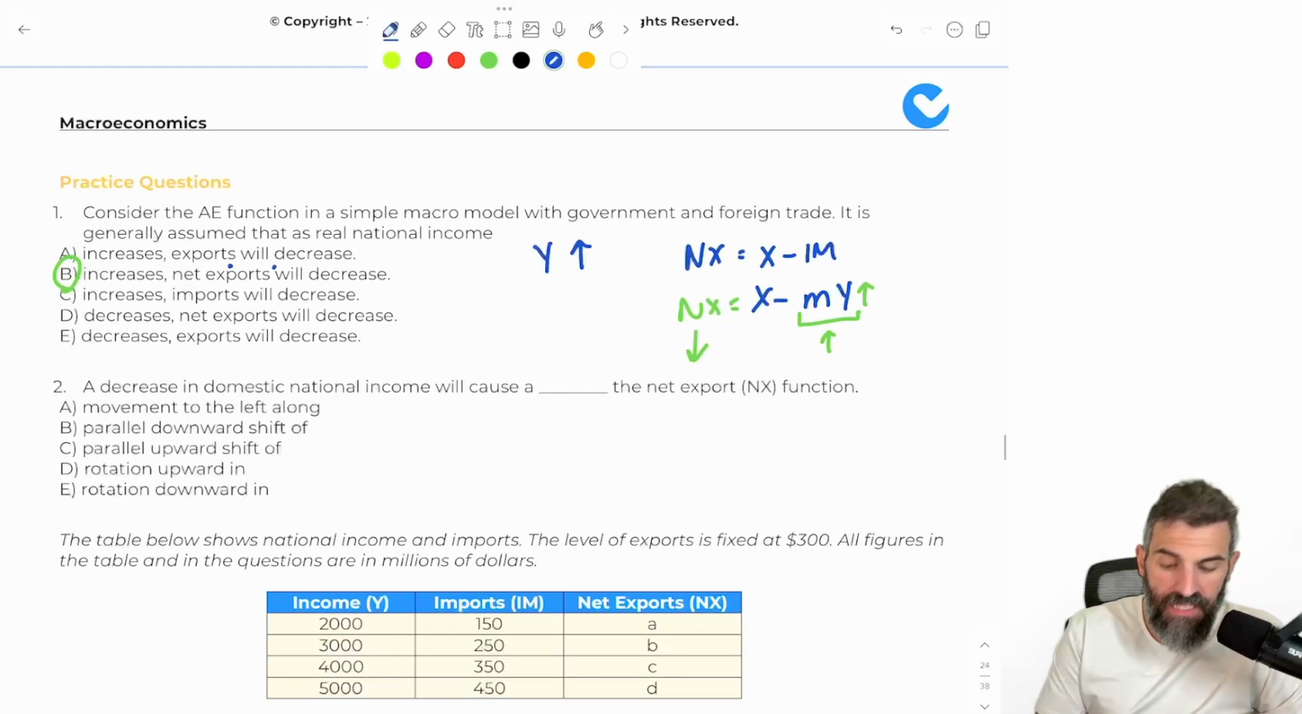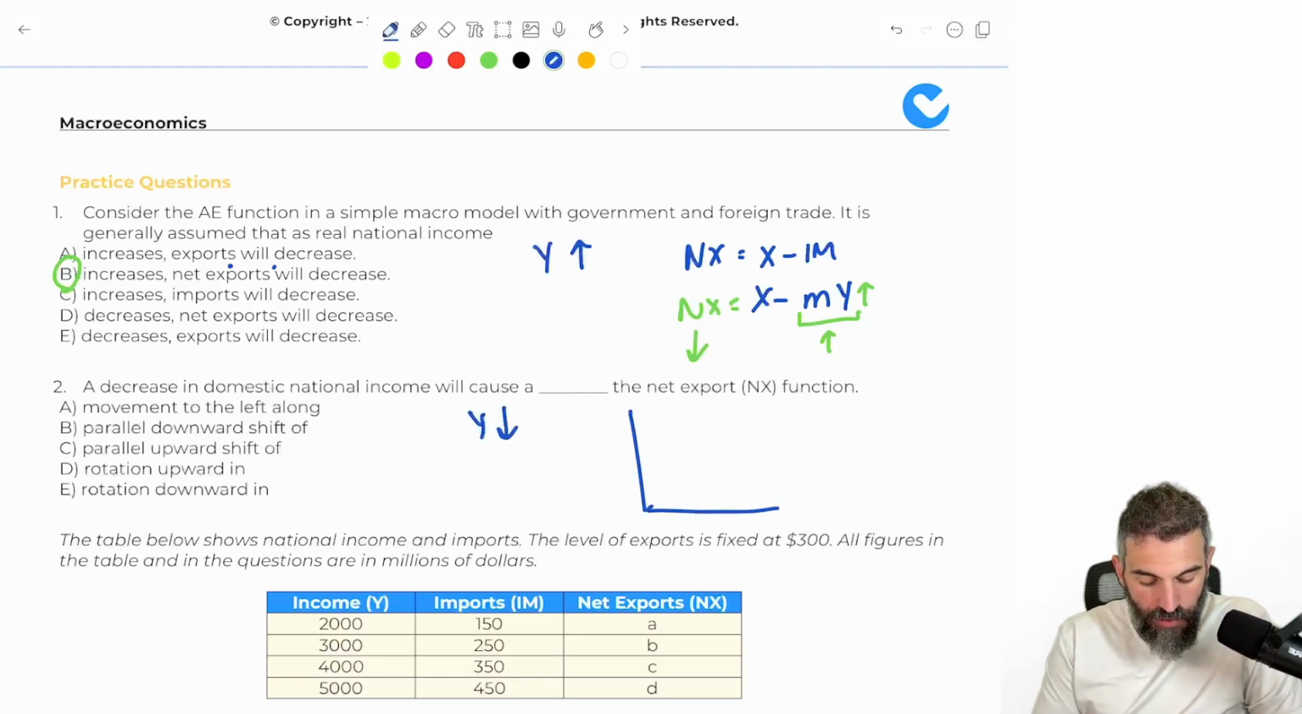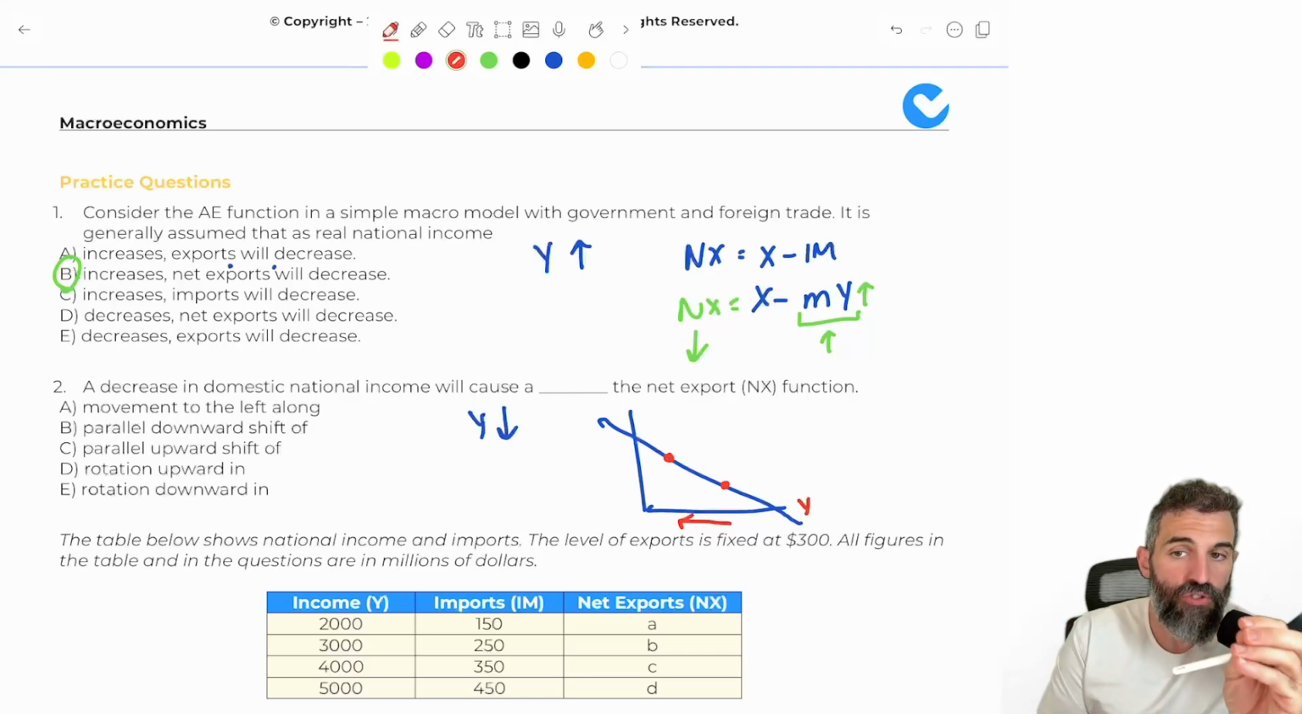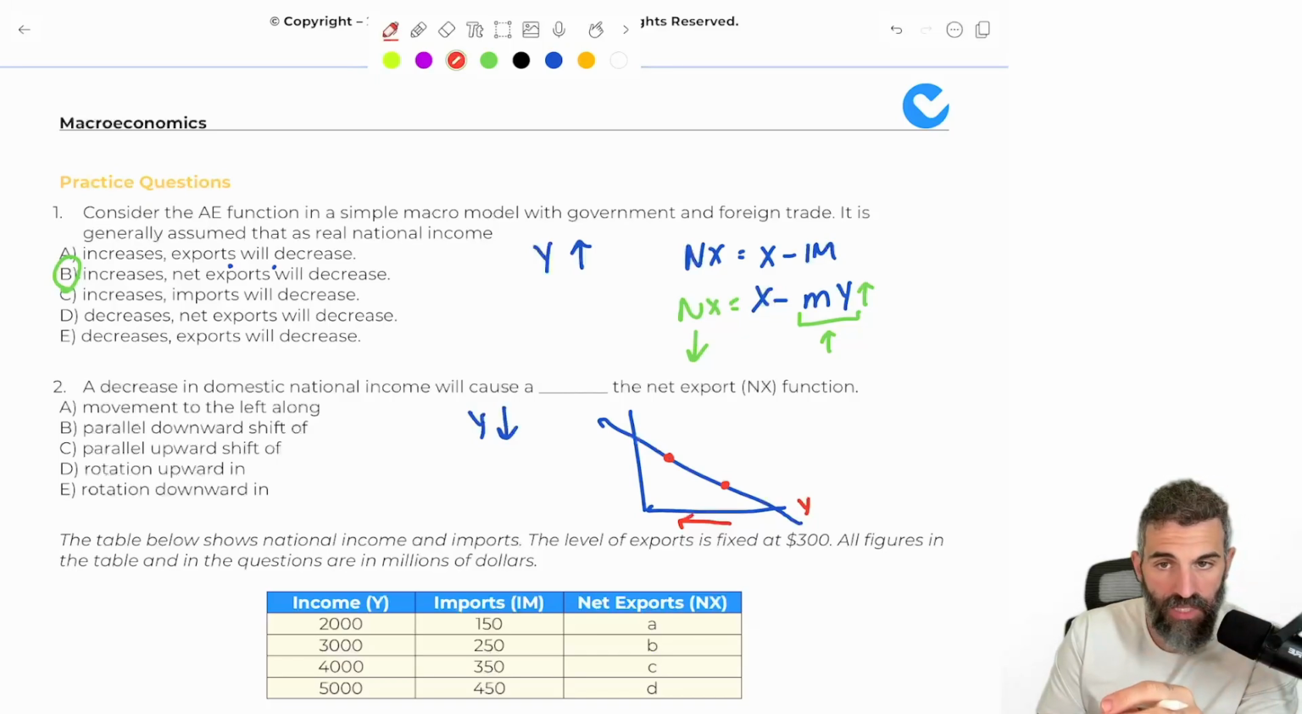Number 2, a decrease in domestic national income. So now if you're looking at that net exports function, we're actually moving left. So for example, going this way, your net exports will increase. We're not going to shift though. This goes back to the whole concept of endogenous versus exogenous variables. National income is endogenous. It is a variable explained by the model. When you have a change in that, you're not shifting your line. You are just moving along. So it is not a shift. It is not a rotation. It is simply a movement.